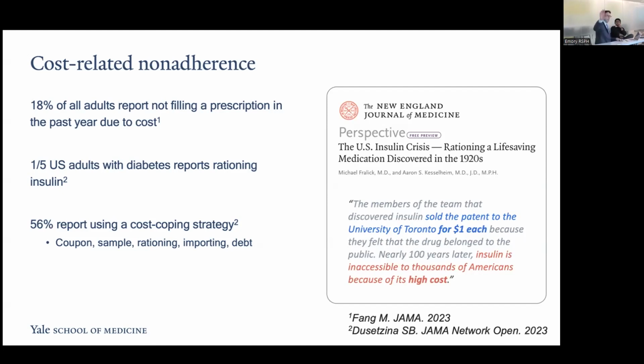It's just very humbling to look for a moment at this perspective on the 100th anniversary of insulin, where the authors wrote, the members of the team that discovered insulin sold the patent to the University of Toronto for $1 because they felt that the drug belonged to the public. And nearly 100 years later, it's really out of reach to so many people due to cost.